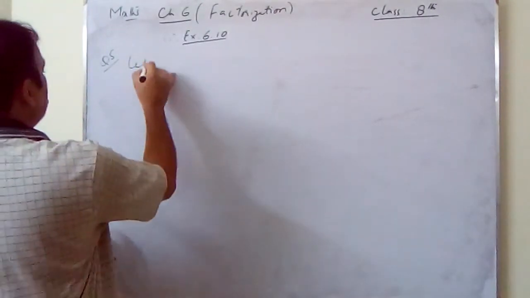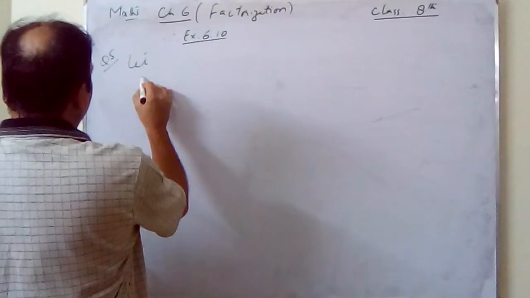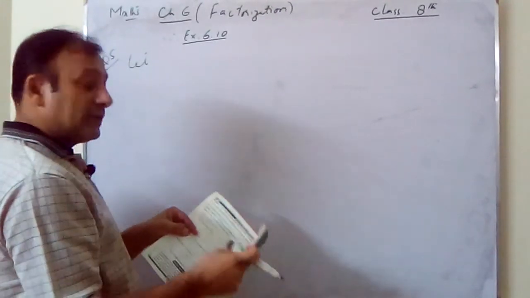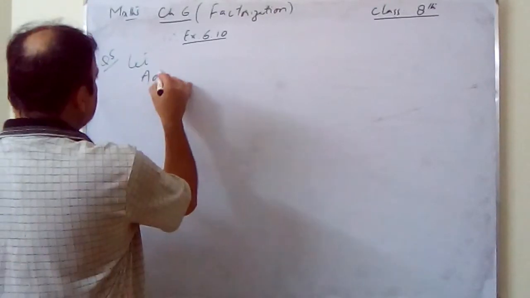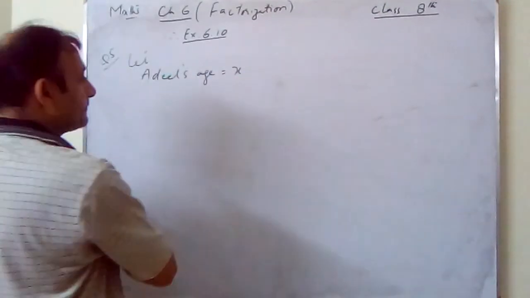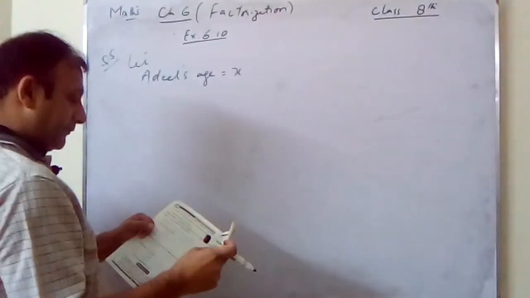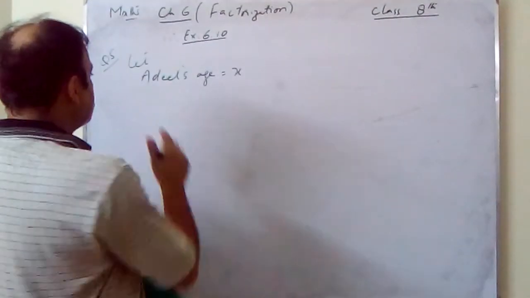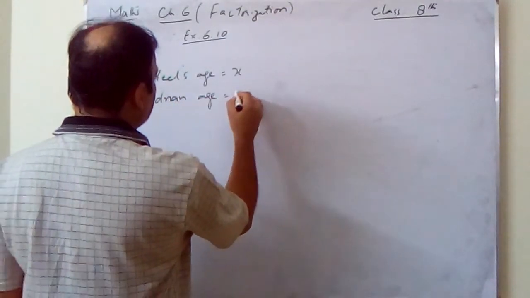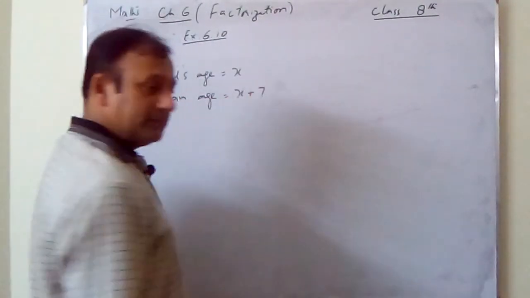Let Adil's age be x. Adnan is 7 years older than Adil, so Adnan's age is x plus 7.